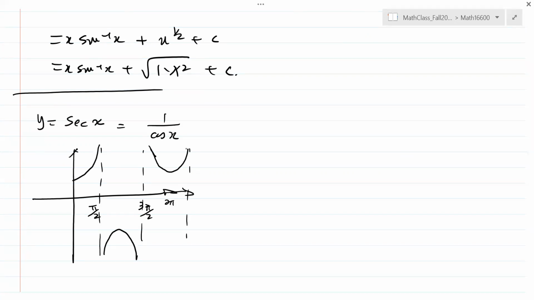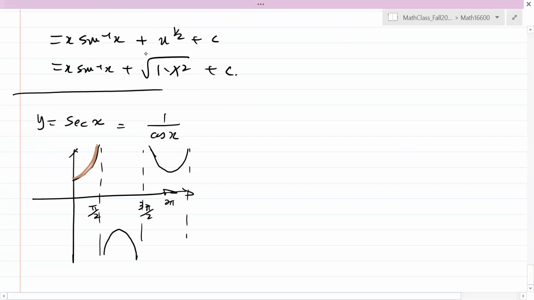You can draw that using cosine x, the value of cosine when it's positive, when it's negative, and when x approaches pi over 2 and 3 pi over 2, cosine x approaches 0, so secant x approaches infinity or negative infinity. The question is, how do you define the inverse? So we use these two pieces. One is this piece, and another piece will be this one. It's pretty strange that we have to use two pieces, and it's broken, but clearly it's a one-to-one function.